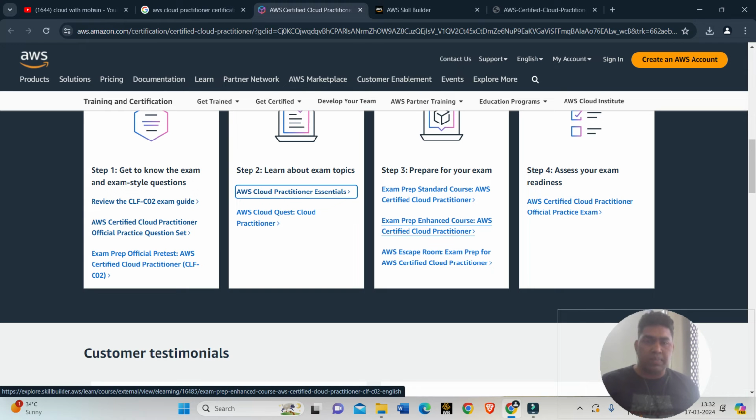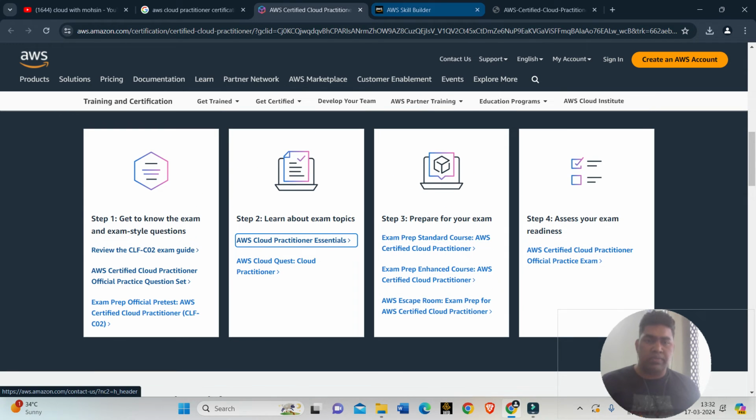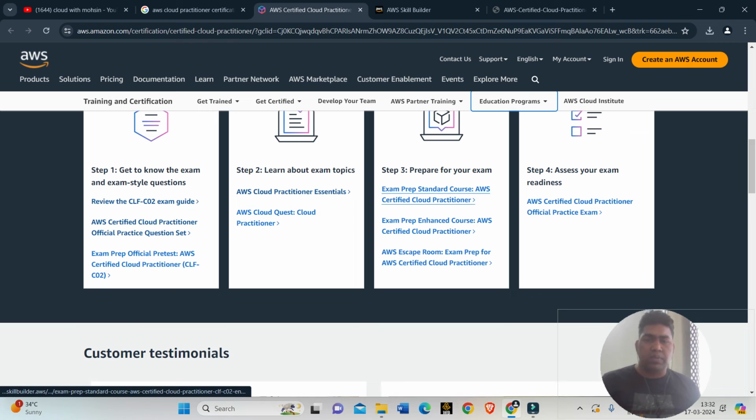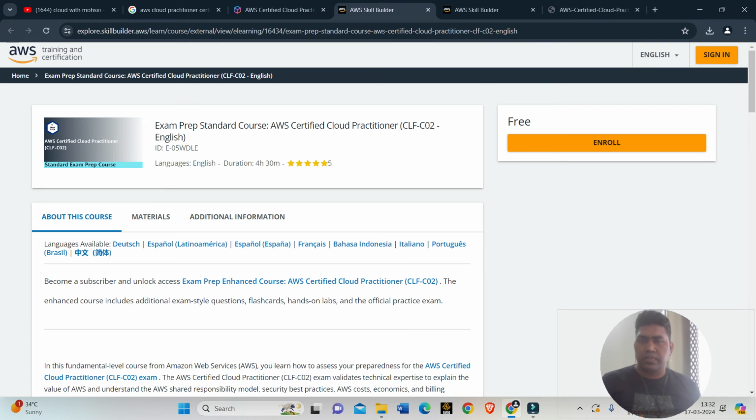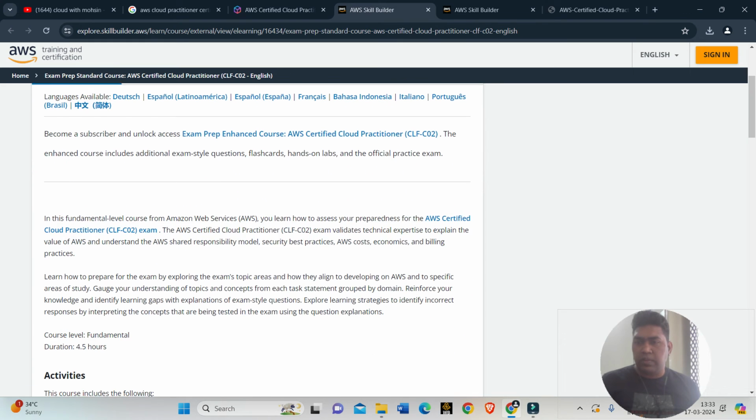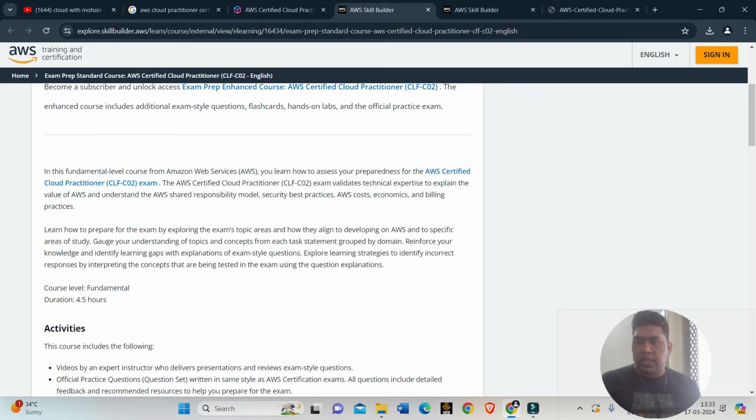So this is the escape room. These are various options that we have been given. Let me open up this first one, the standard course. Yeah, you can see this is again a free course, and about this course you can see it is fundamental level. You will learn how to assess preparedness for the AWS Cloud Practitioner exam.